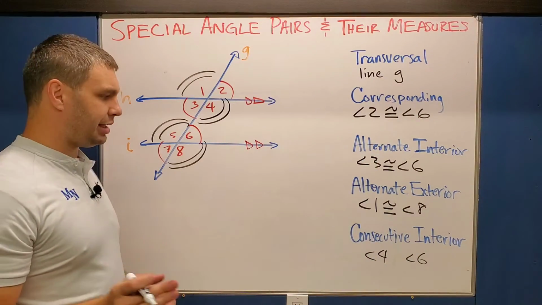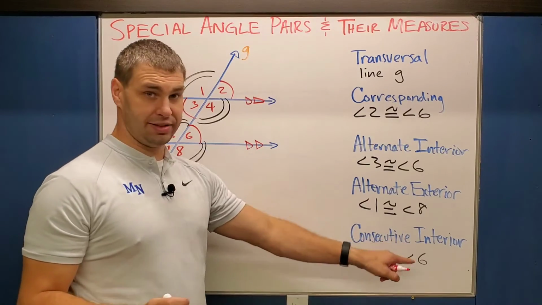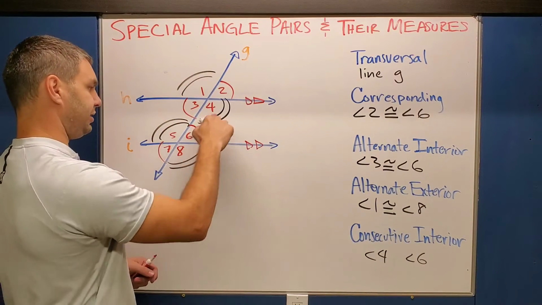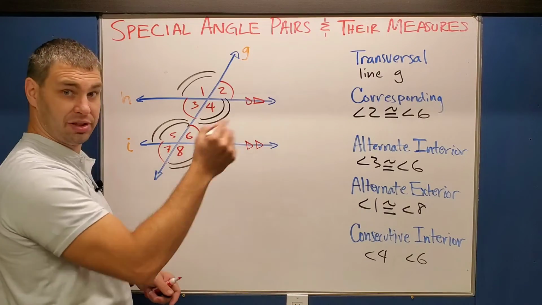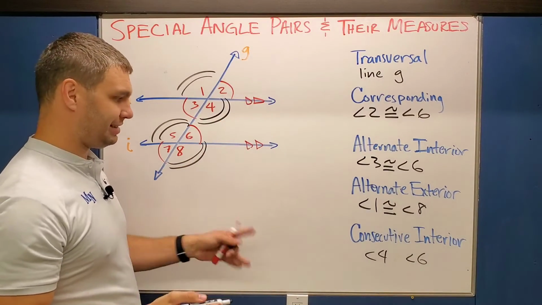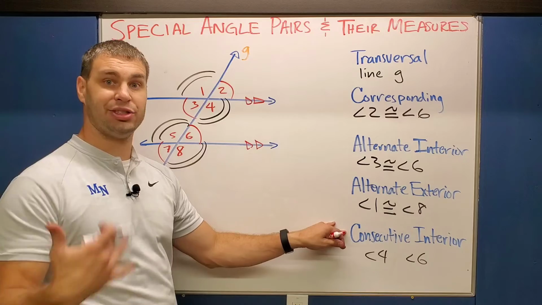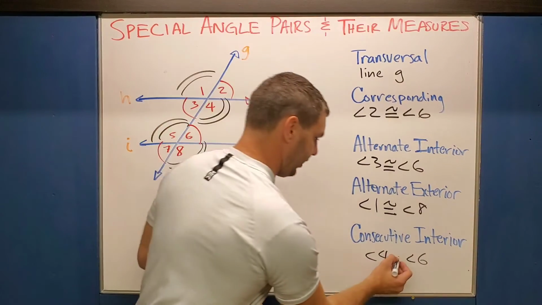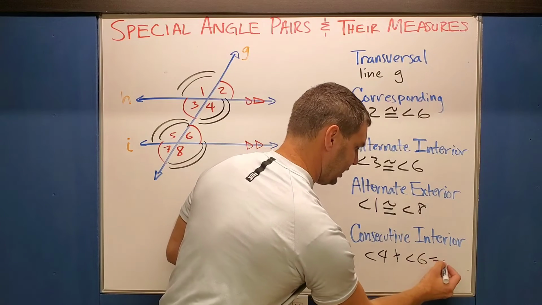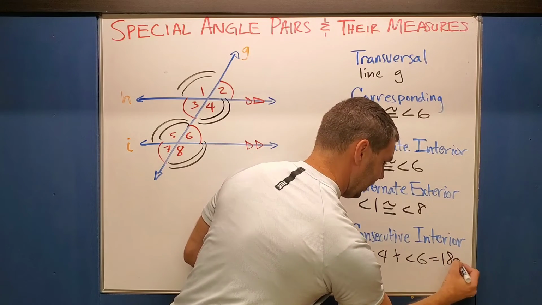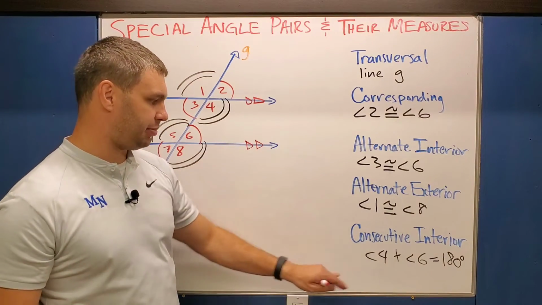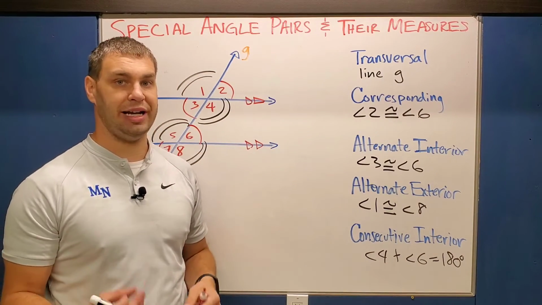Okay, and then the only one that I didn't do it on is the consecutive interior. Because if I look at 4 and 6, those are not congruent based off of the loops that I drew. Instead, consecutive interior is going to have its own special rule. Angle 4 plus angle 6, if I add those together, that's actually going to equal 180 degrees. All right, so most of these are going to be congruent to each other, but that one happens to be equal to 180 when you add them up.